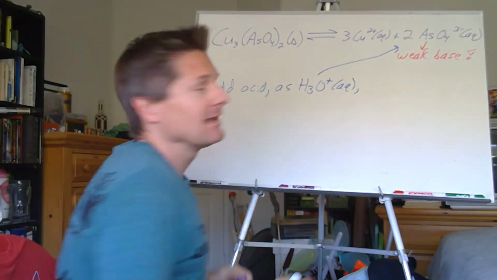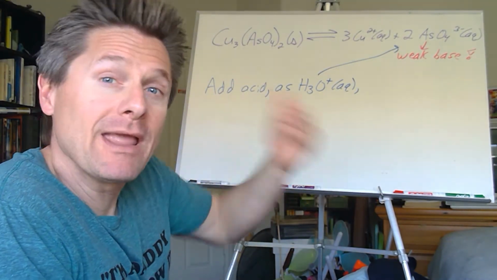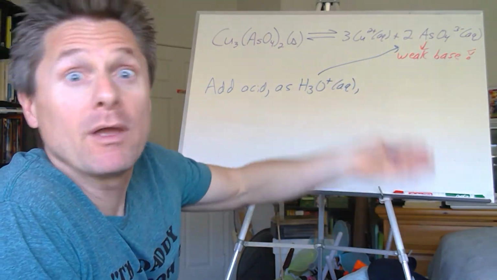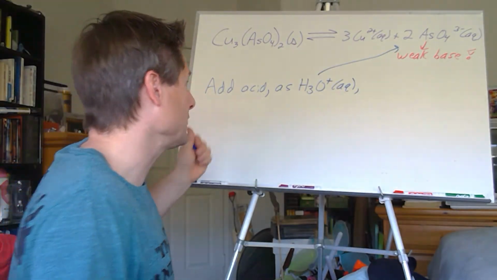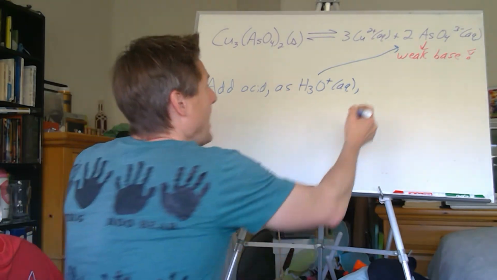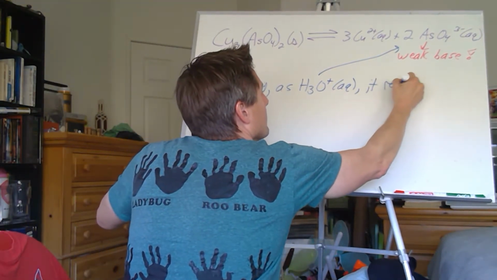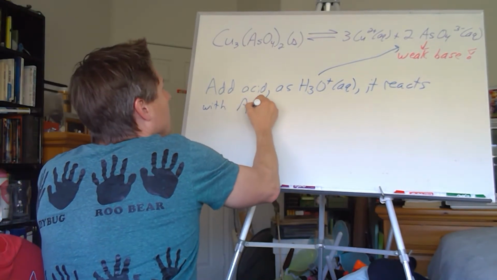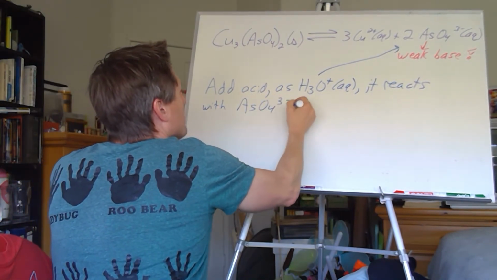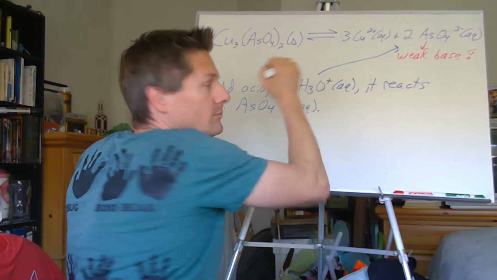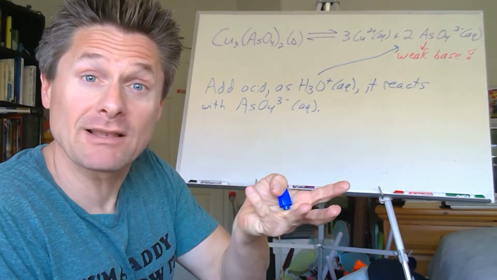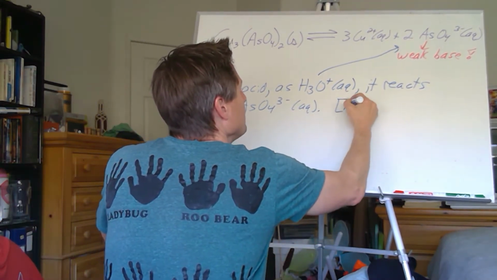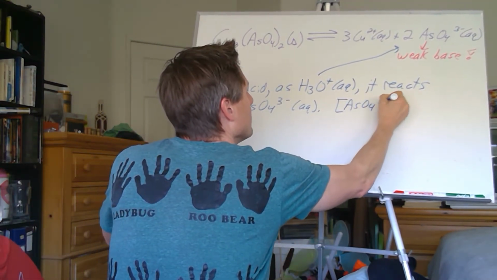Boom. It's going to attack that, isn't it? It's going to donate its hydrogen ions, and you get the HAsO4 2-, then you could keep going, H2AsO4 minus, etc., etc. So as acid reacts with that arsenate ion, right? That decreases it. Le Chatelier's principle. That's going to cause that to drop. So the concentration of this decreases.